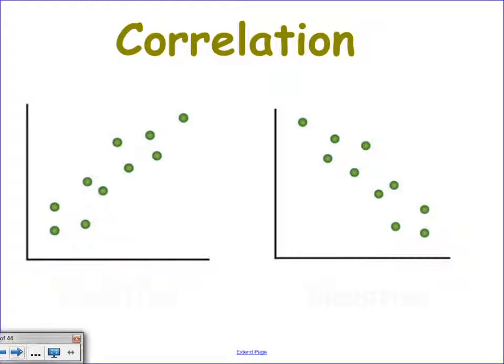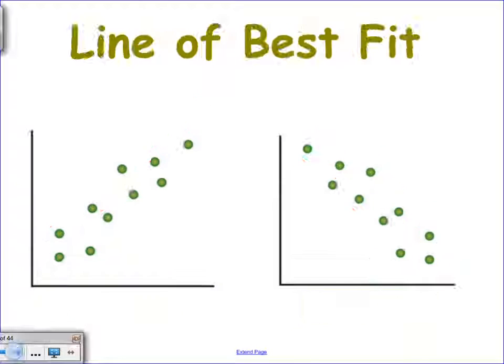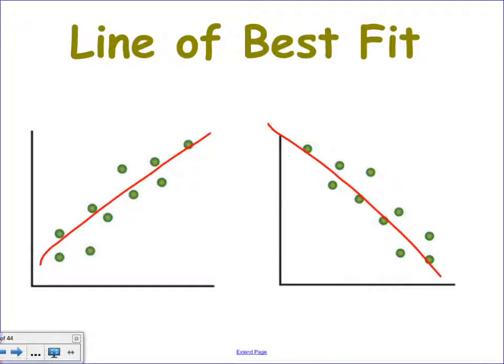Yeah? Correlation. So correlation is either positive or negative. The line of best fit is drawing a line that goes as close to as many of the dots as you can. So generally it goes smack through the middle. Sometimes it's not that easy to do. Okay? An outlier would be a point all out on its own. Okay?